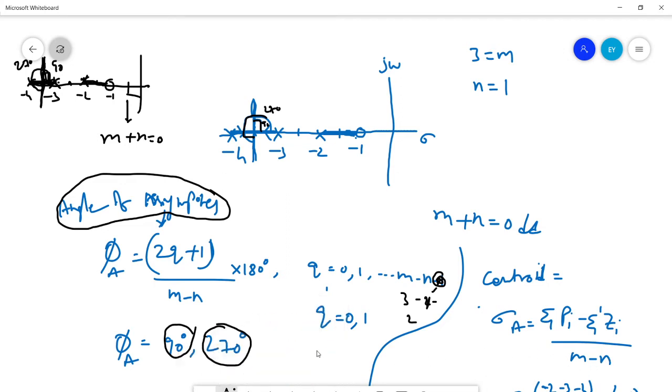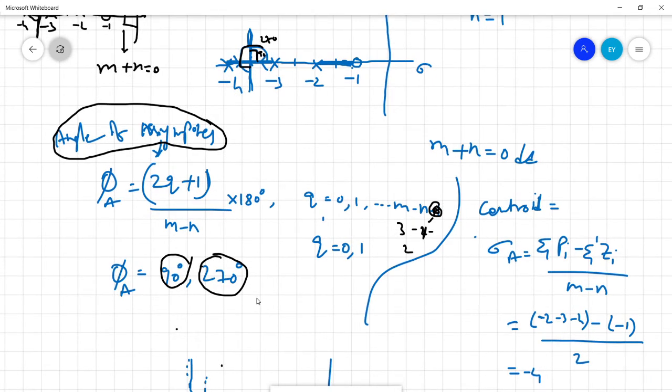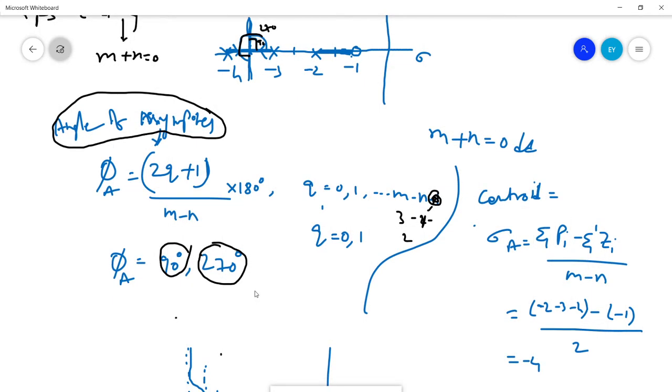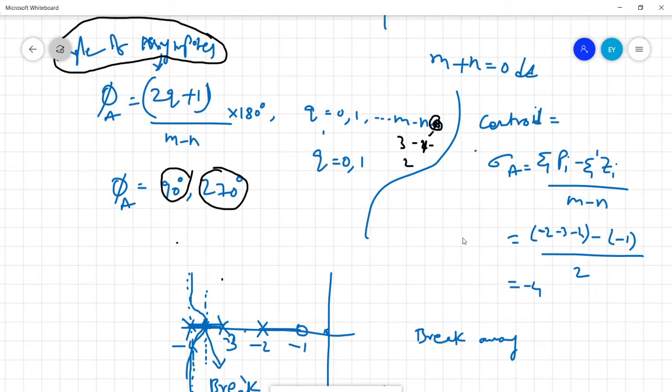Okay, so here the number of poles is 3 and the number of zeros is 1, therefore what we get in the denominator is 2, and if you calculate the centroid, what we get is minus 4. So the centroid tells the path actually, right?